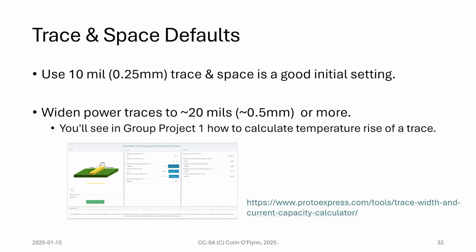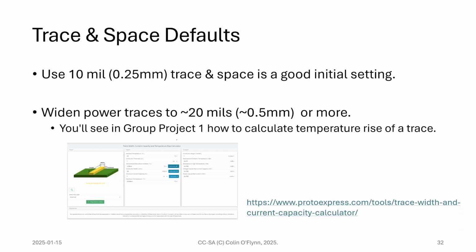But again, if you're starting out, you probably have lots of room. A 10 mil trace and space is a good starting point, 0.25 millimeter. Get your power traces bigger. It doesn't hurt to do that in general, just as it's good practice. The power traces will have lower impedance, so there are reasons beyond just temperature rise.